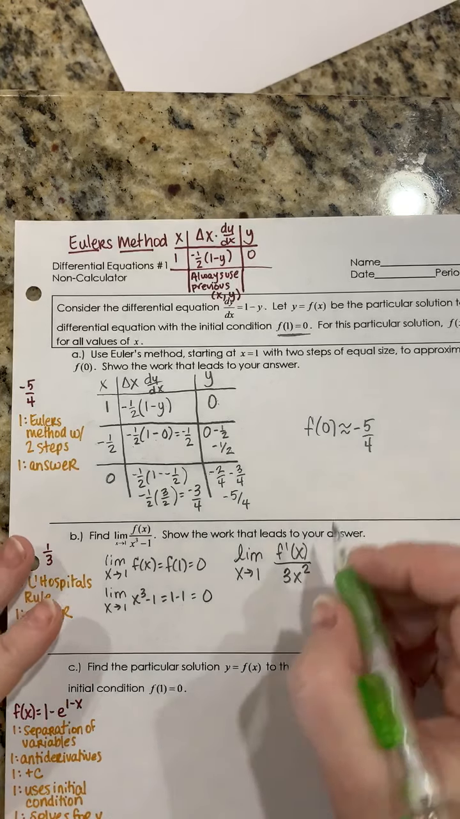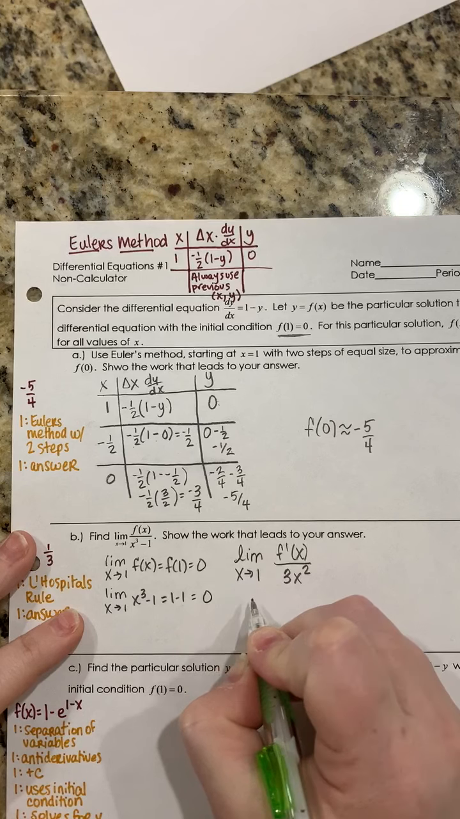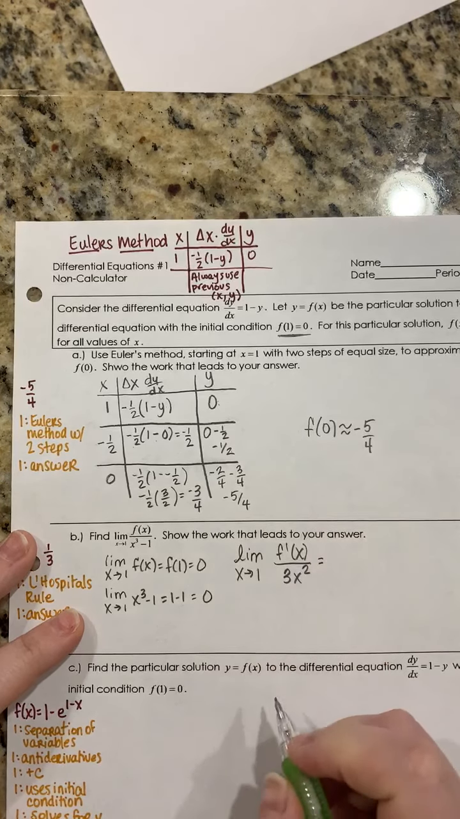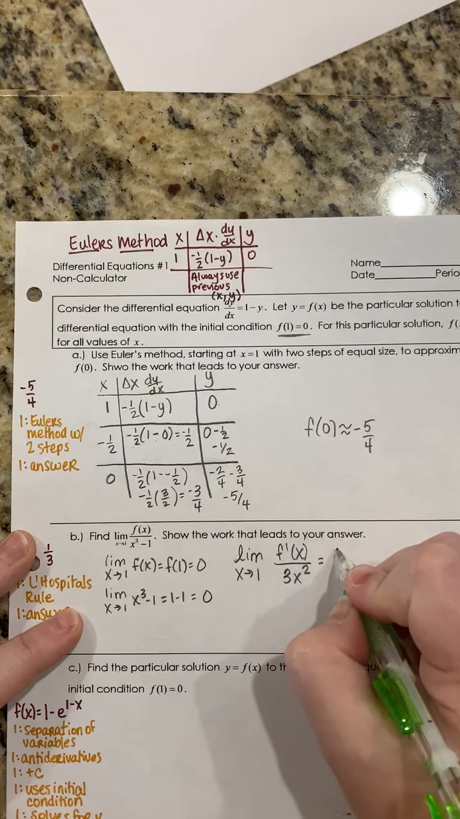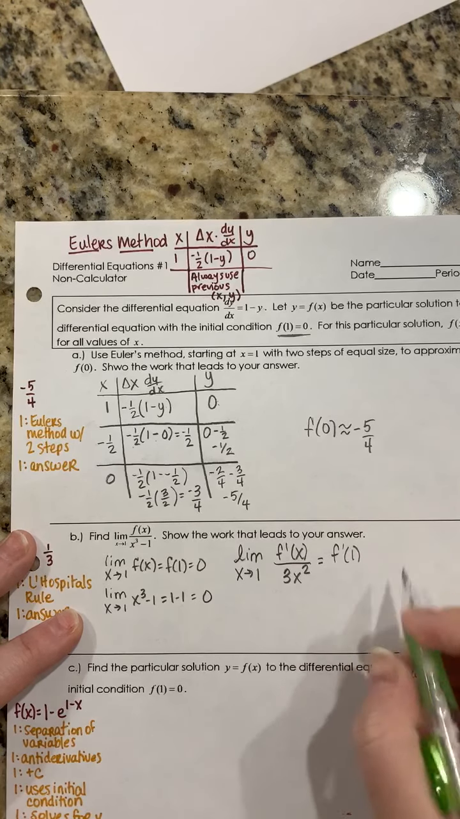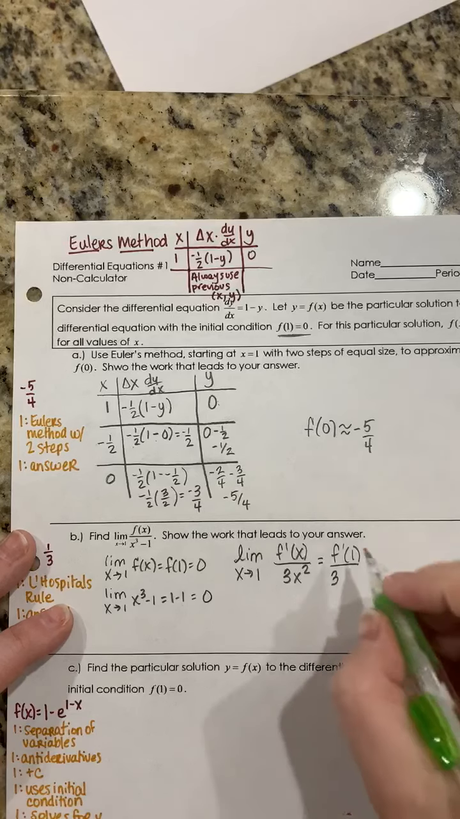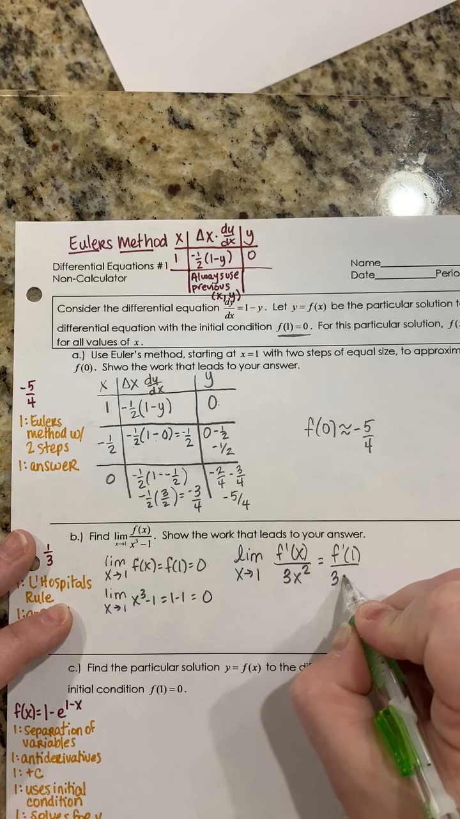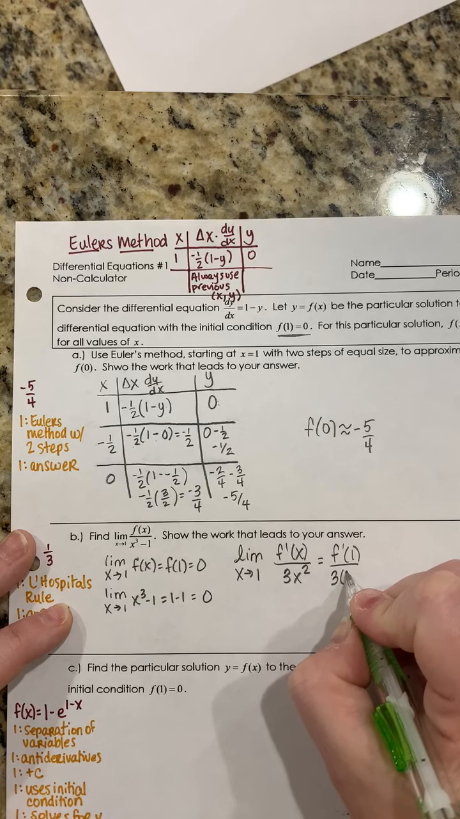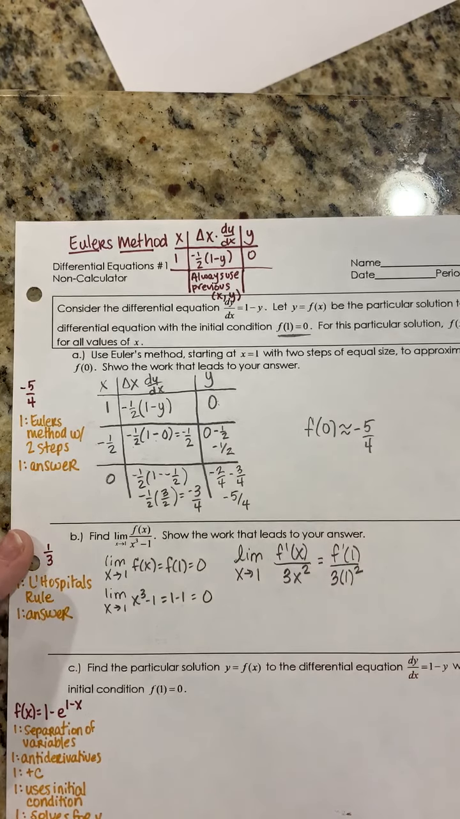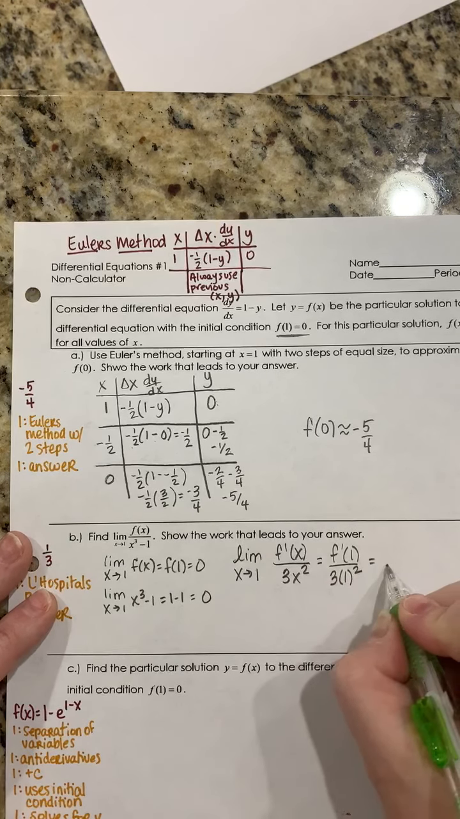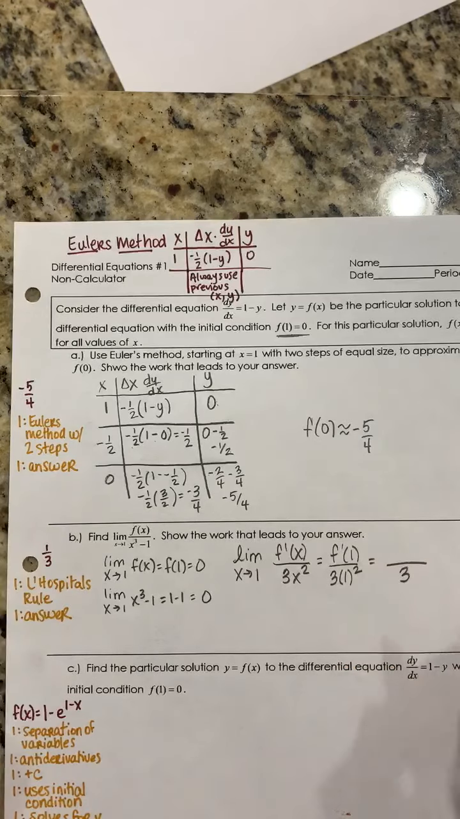Now, this is going to be f prime of 1 over 3 times 1 squared. So it's going to be something over 3, which would not be an indeterminate form.